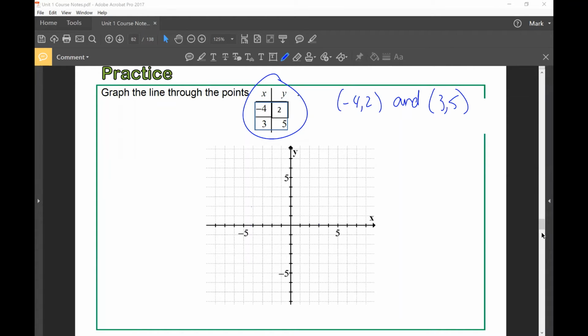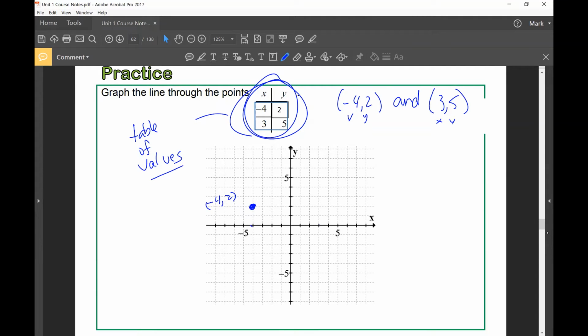Now, one thing I'll mention is this is called a table of values, by the way. And this represents 1 point, -4 and 2, and this represents another point on the bottom, 3 and 5. That's where my points come from. So let's plot my first point. Now remember, guys, it's x then y, x then y. So I'm going to go to the -4 and up 2 on the y. So this point here is -4 and 2.